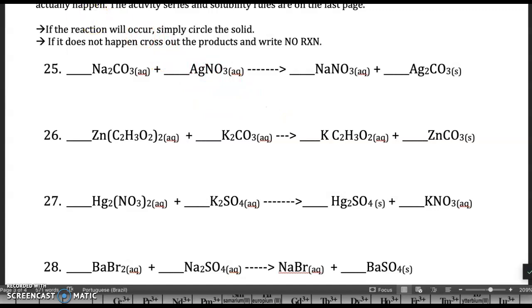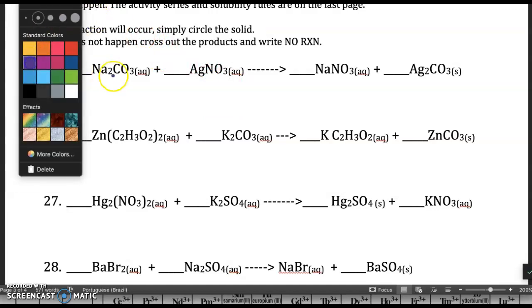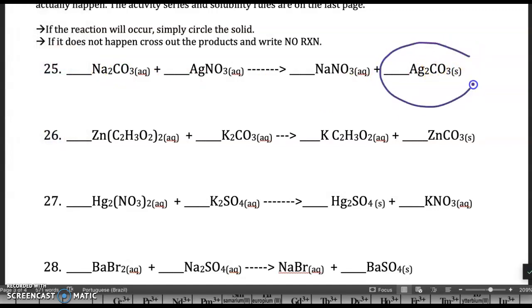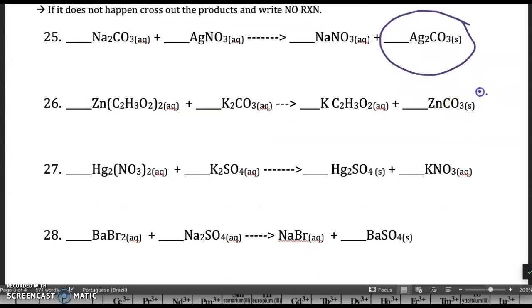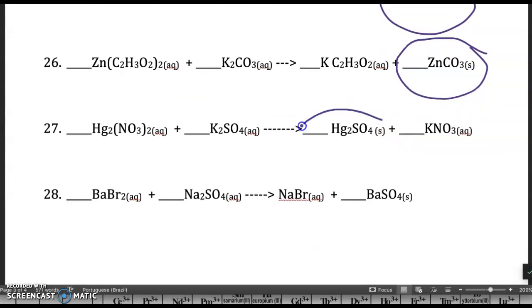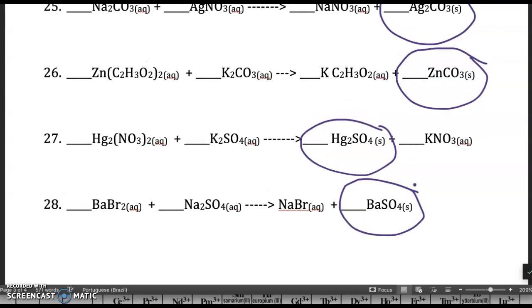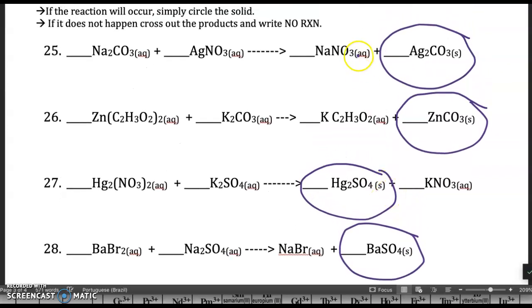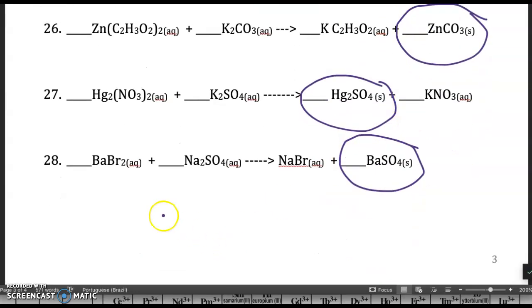Okay, so I'm going to choose my marker here. This one will happen, so there's my solid right there. That's my compound, that's my solid. Here's my solid. Here's my solid. And here's my solid. And so all these reactions happen. So it's only when I get two aqueous, and I'll write that 2Aq is equal to no reaction.